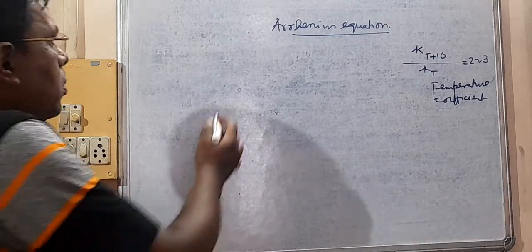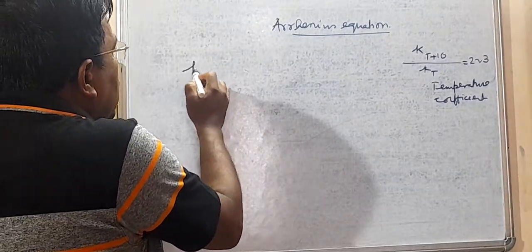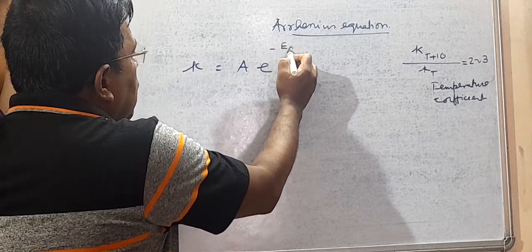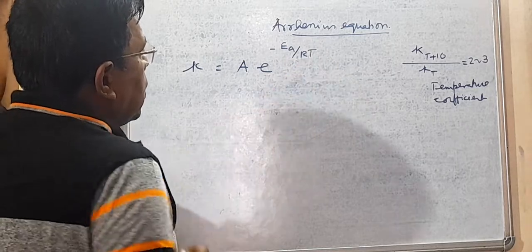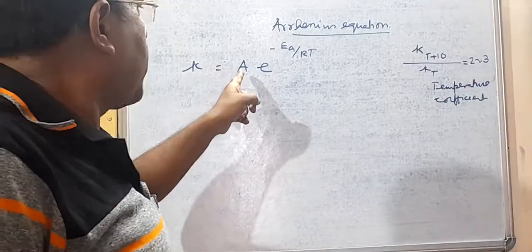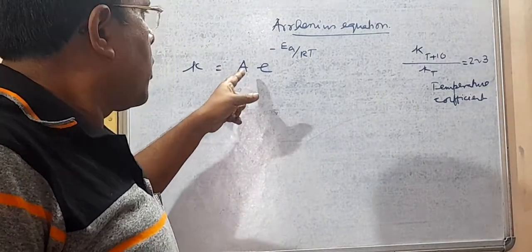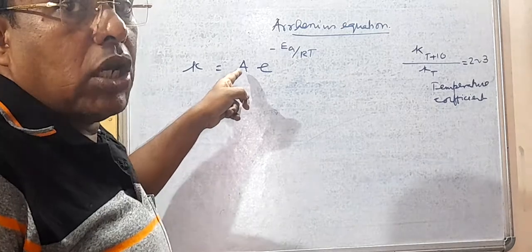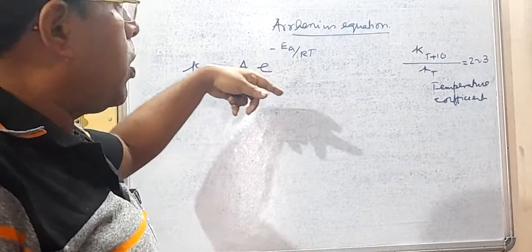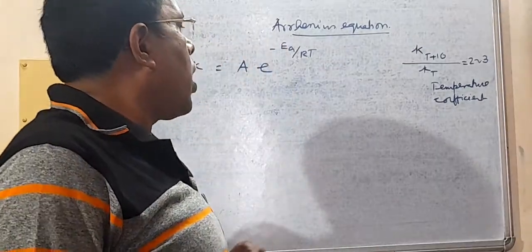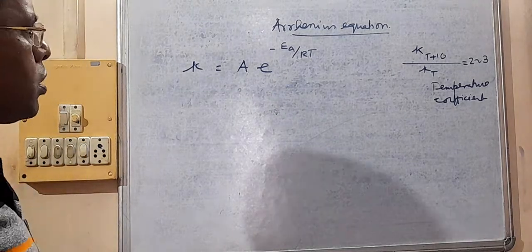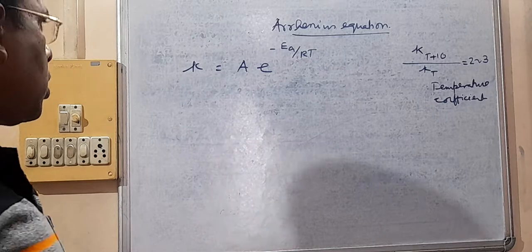Now the Arrhenius equation is k is equal to A e to the power minus Ea by RT. This is the Arrhenius equation where k is the rate constant, A is the Arrhenius constant, also called the pre-exponential factor. This term Ea is called activation energy. We are going to discuss in detail about the activation energy in the next video. R is the universal gas constant, T is the temperature in Kelvin scale.